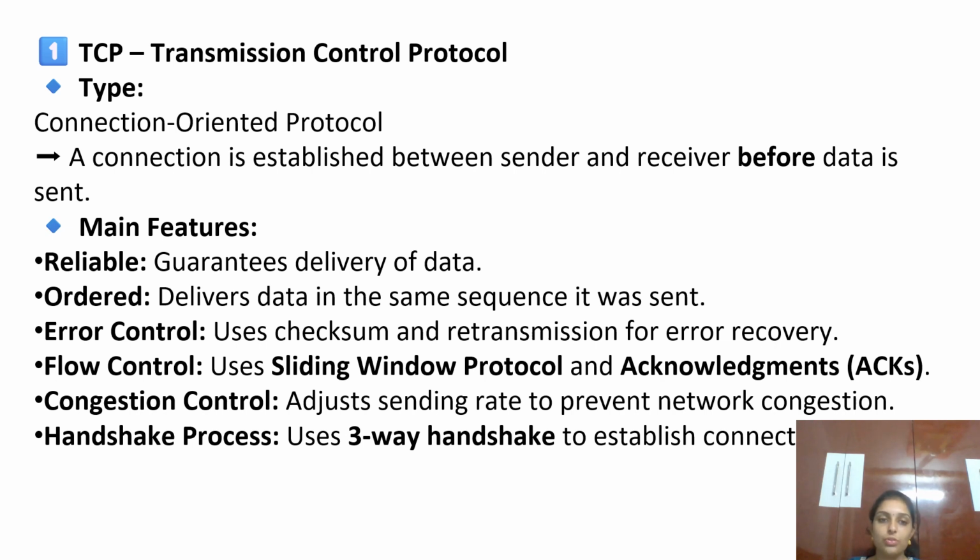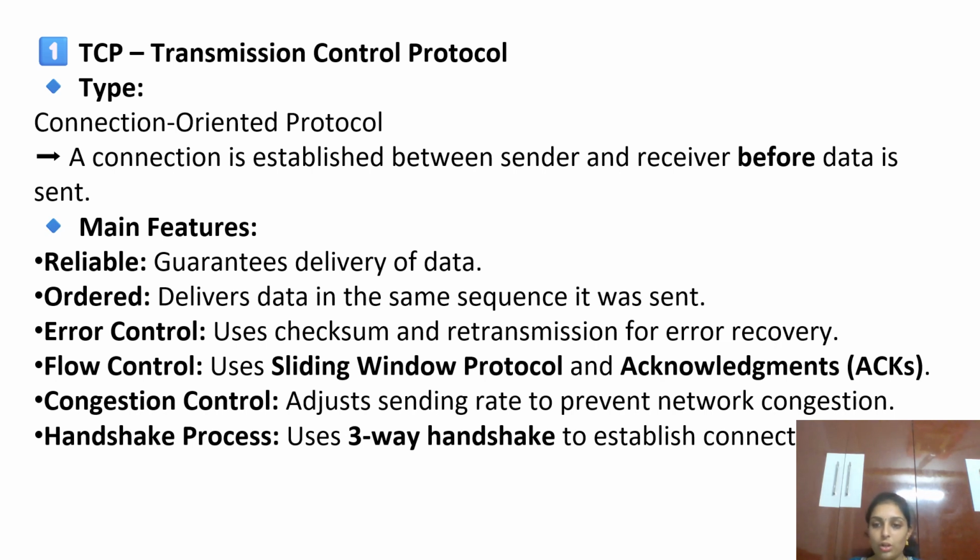The main features of TCP are: reliable, meaning guaranteed delivery of data. It will definitely deliver the data from sender to receiver. Next, ordered. We send data in an ordered way, so it will be received in the ordered way only. In whichever way the data was sent, it will be received in the same way.